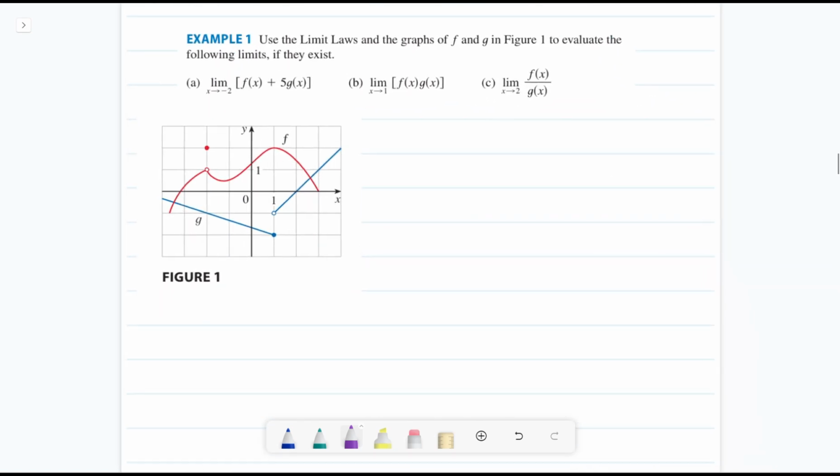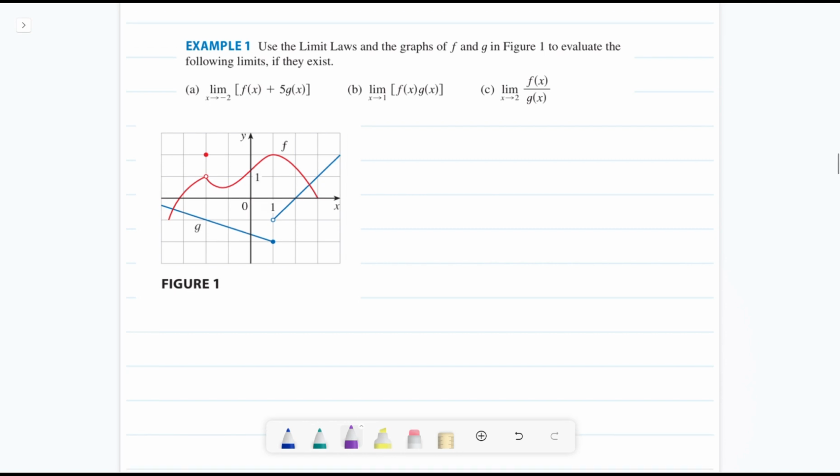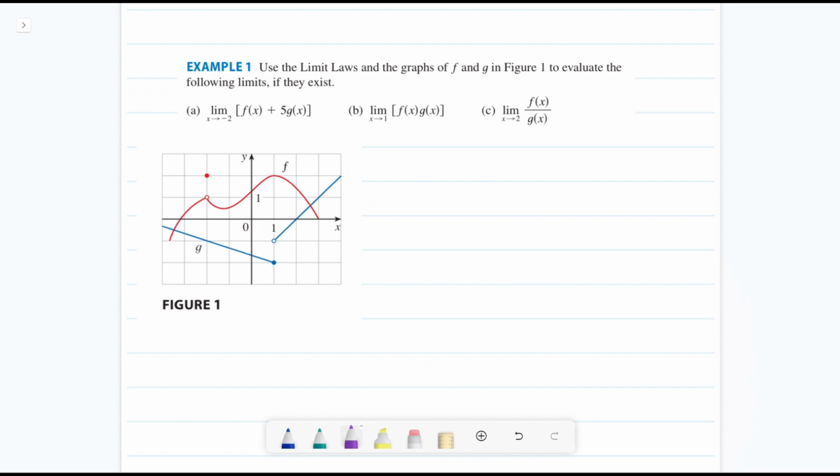Now let's take a look at this exercise. We are told to use the limit laws and the graphs of f and g in figure 1 to evaluate the following limits if they exist, and this question is also from the book. So, part A, limit of f of x plus 5g of x as x approaches negative 2.